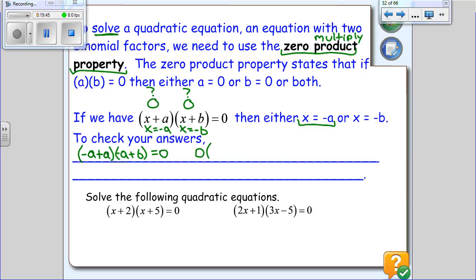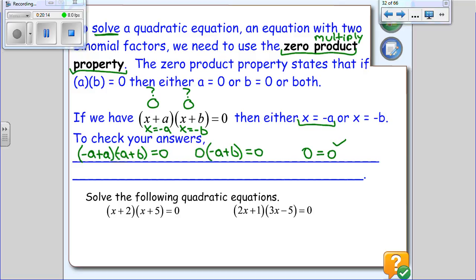What's 0 times anything? 0. I don't care what this binomial turns out to be. I don't care if a is a million. It doesn't make a difference, because anything times 0 is going to be 0. So in this case, 0 equals 0. That means we did it properly. So you can check your answers by taking your answer and putting it back into the question. You could do the same thing for negative b. And it would work.